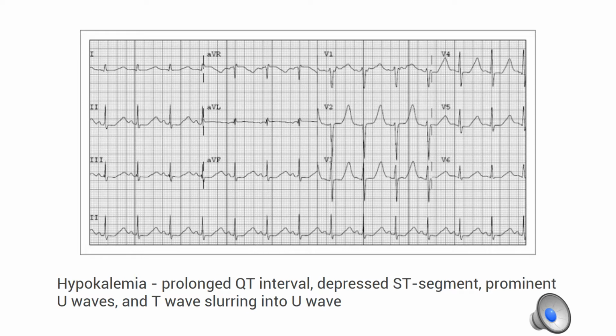But in some cases, you'll see a separation of the T and the U wave, so it'll kind of just look like a double humped T wave. We're also seeing here a prolonged QT interval. You can see the depression of the ST segment. And again, the major characteristic here is that prolonged big U wave.